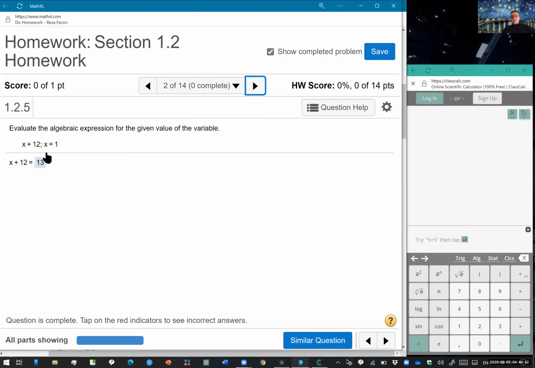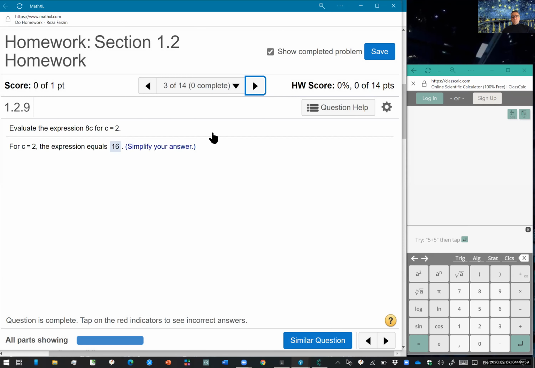So to evaluate is easy, right? You just plug in whatever x value is of interest to you, wherever you see x in the expression. So that's easy. What's 1 plus 12? 13. So evaluate the expression 8c for c equals 2, same thing. Instead of c, plug in 2. Of course, when you see 8c, that means 8 what? What's the operation? Multiply. That means 8 times c, right? That's where you get the 16.